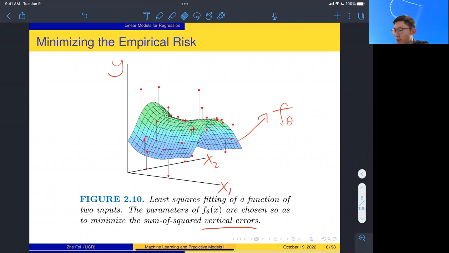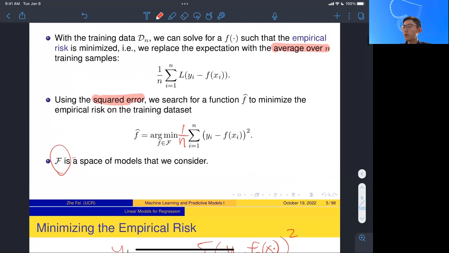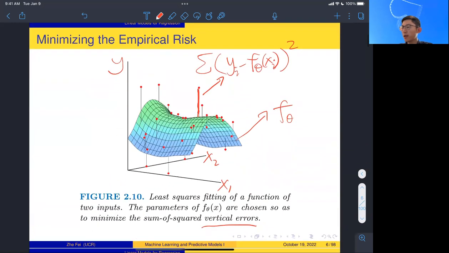Just to take one example, this vertical error corresponds to the difference between y and f_theta of x. We take the square, and then take the summation. That's the empirical risk that we want to minimize. So this is just one visualization of what we mean by minimizing the empirical risk for a general f function.